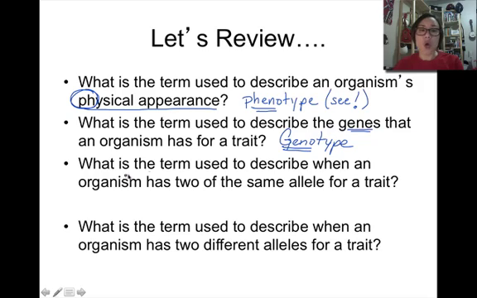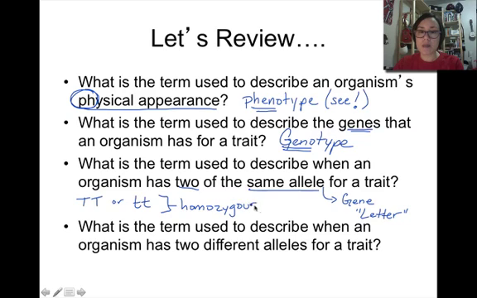The next question, what is the term used to describe when an organism has two of the same alleles for a trait? Remember, this term allele means a gene, and that gene is always represented by a specific type of letter. And remember, those letters can be capital or they can be lowercase. But in this case, we're simply asking, what is it called when both of the letters are the same? So when they look like big T, or they could also look like little t. When they're the same, we collectively refer to this as homozygous. Remember, the prefix homo means same.